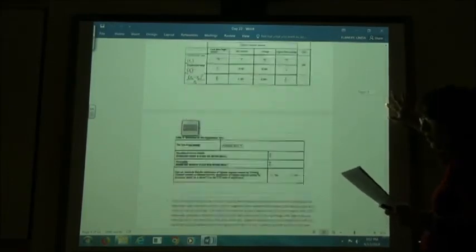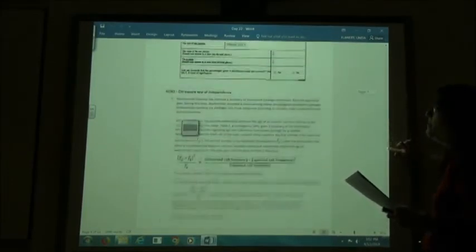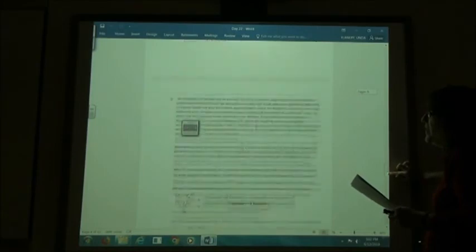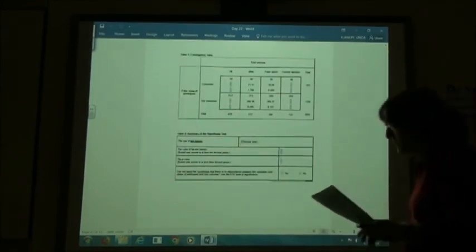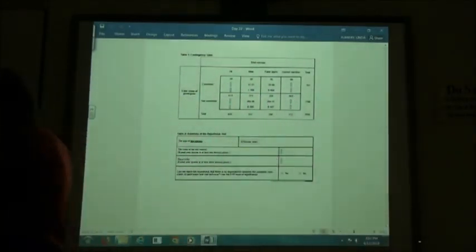Whoa, it went all the way back to number 4 instead of number 8. 7, 8. Here's my tables for number 8.